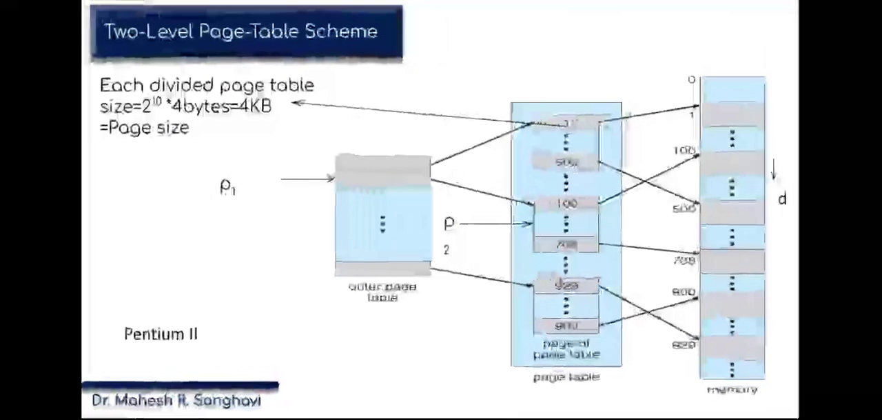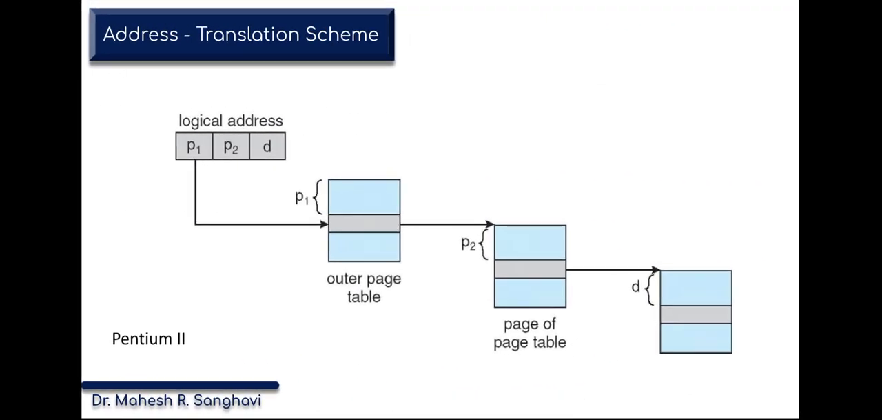This example will give you an idea of how this particular page table and this particular address can be divided. You can see this very well from this example, and it will be quite clear to you how this P1, P2 and D can be represented. Now you can see how the address translation is possible.